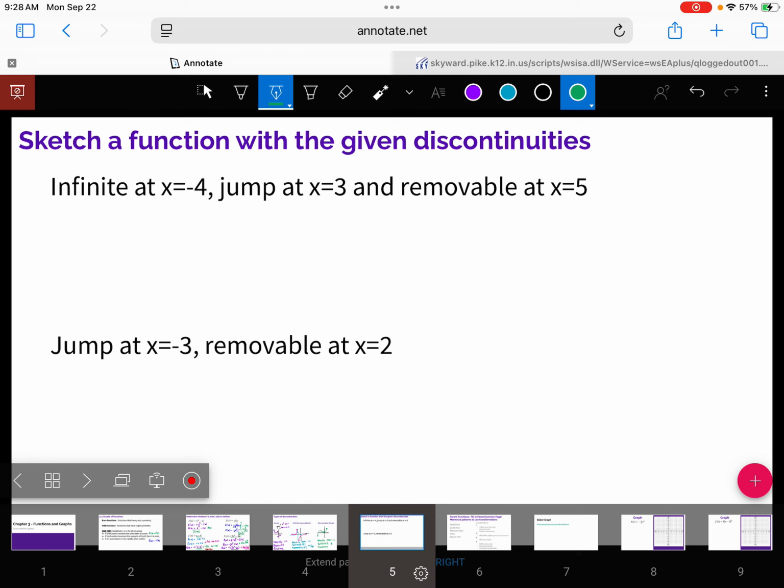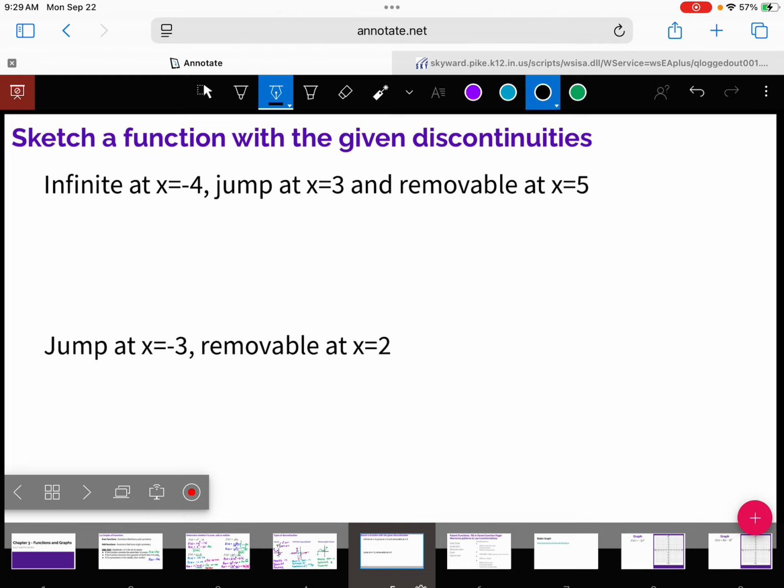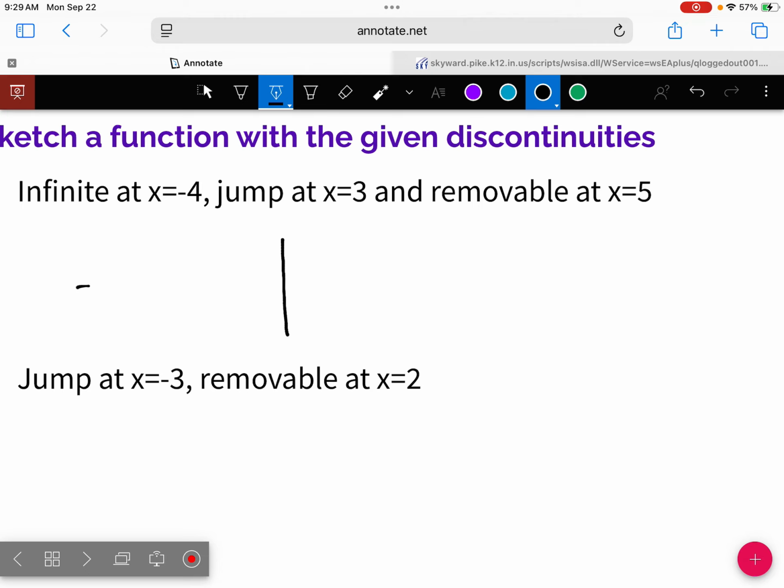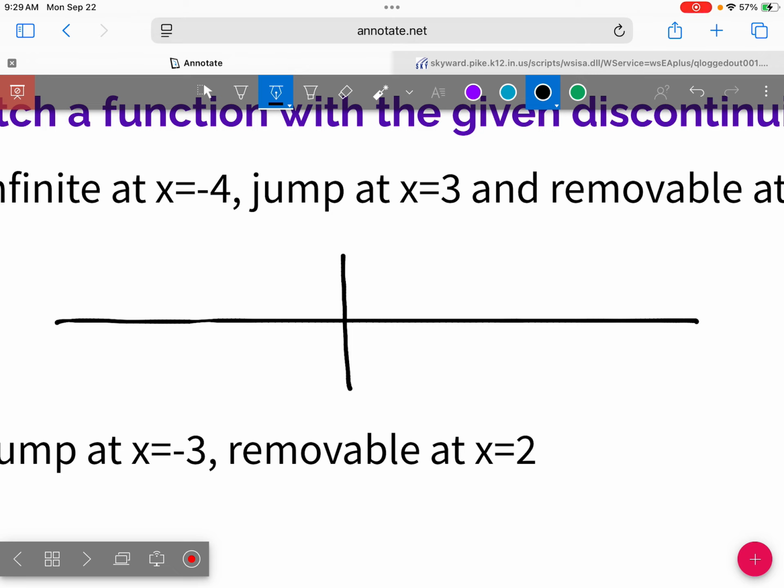All right, so we're going to sketch a function with these discontinuities. I want to show a function that has an infinite discontinuity at -4, a jump discontinuity at 3, and a removable discontinuity at 5. The way I'm going to do this, I'm just going to draw my own little table here because it doesn't have to be perfect. We're just doing a sketchy thing here. So I need an infinite discontinuity at -4, so 1, 2, 3, 4, here's -4.